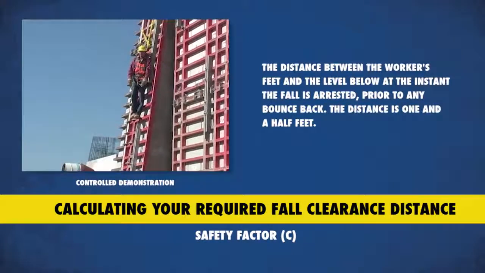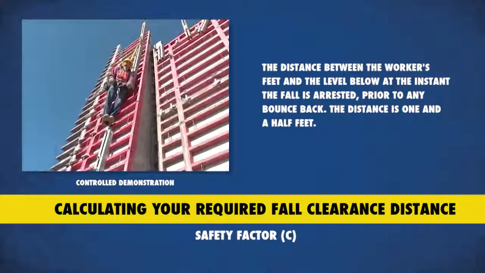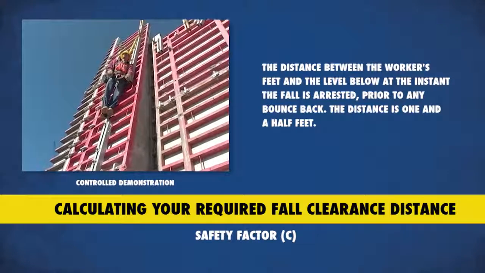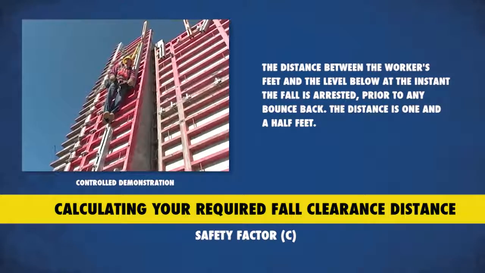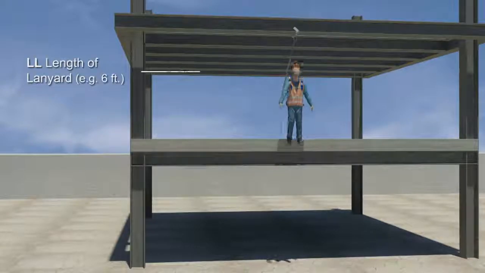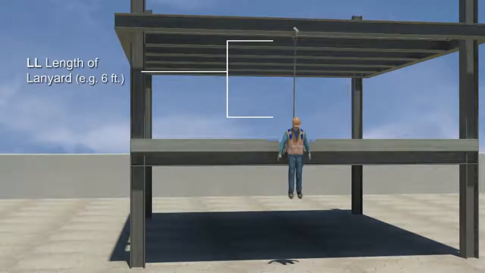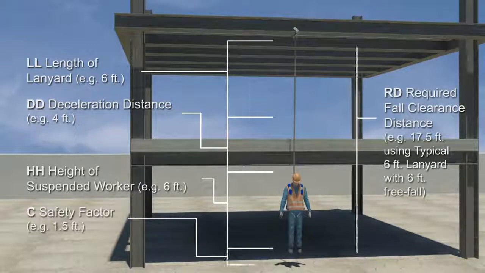The safety factor is defined as the distance between the worker's feet and the level below at the instant the fall is arrested, prior to any bounce back. The typical distance is 1.5 feet. So in this demonstration, our required fall clearance distance is 17.5 feet, using a typical 6-foot lanyard with a 6-foot free fall.